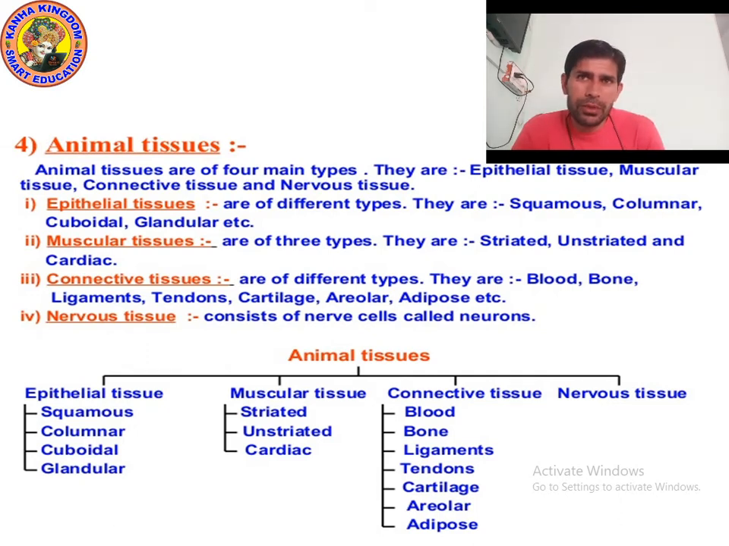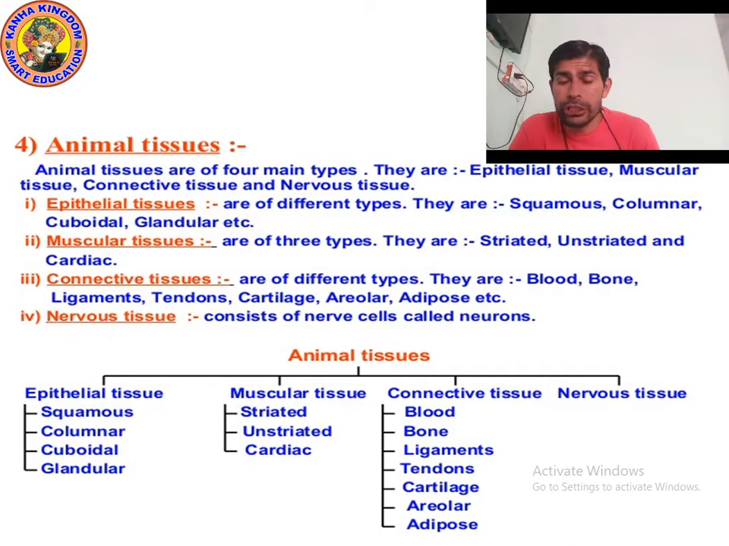If we talk about connective tissue, there are many types. Connective tissues are blood, bone, ligaments, tendon, cartilage, areolar, and adipose. Blood, you know the spelling of blood. Bone is also a tissue. Isn't it amazing? Blood is a tissue, bone is a tissue.